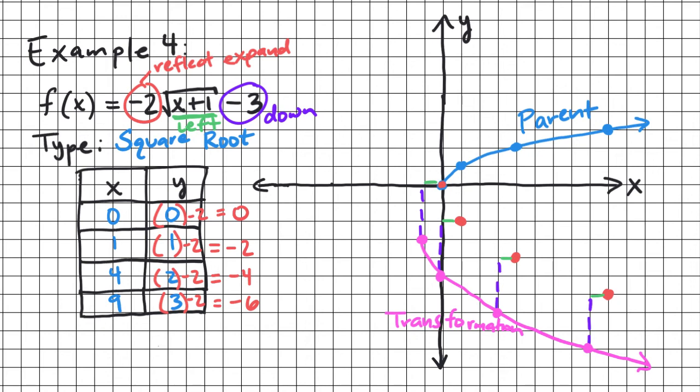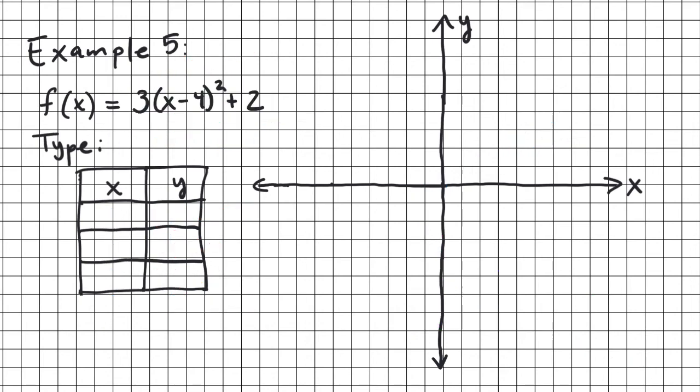Okay, let's go to example 5. In this example, we have a quadratic. So that's that U shape, right? So 0, 0, 1, 1, 2, 4.